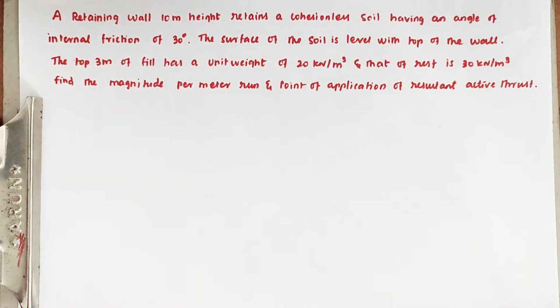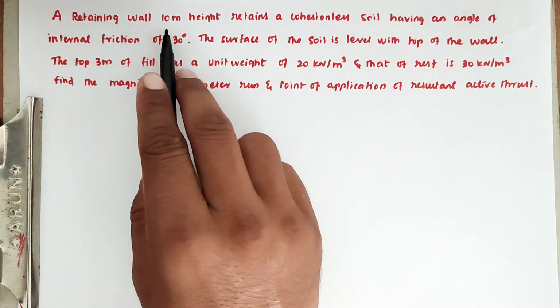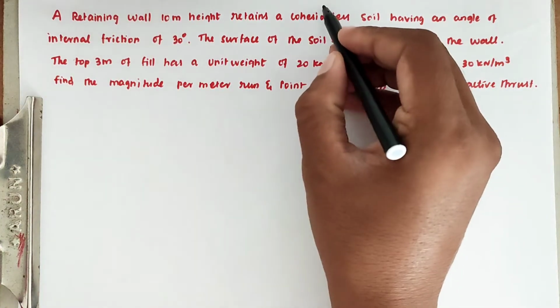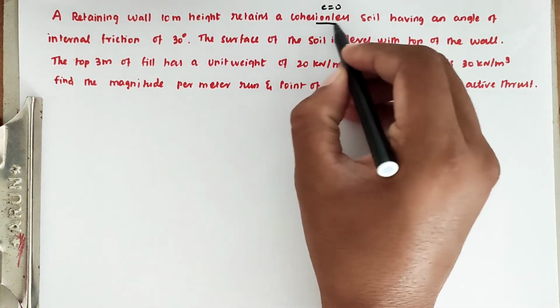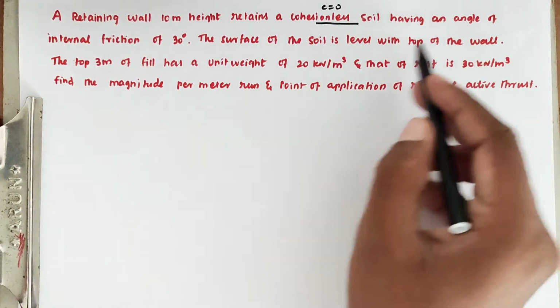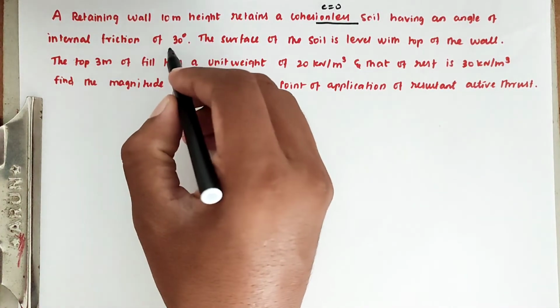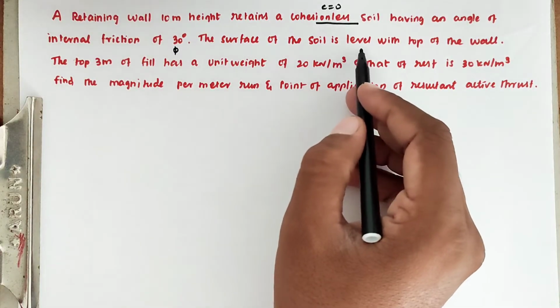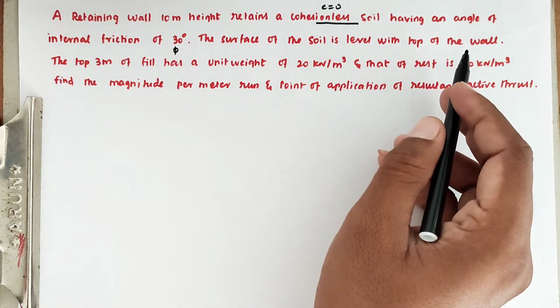Today we are going to see a problem related to soil mechanics in the topic of earth pressure. The problem is: a retaining wall 10 meter in height retains a cohesionless soil, so C equal to 0. The cohesionless soil has an angle of internal friction phi equal to 30 degrees. The surface of the soil is level with the top of the wall.